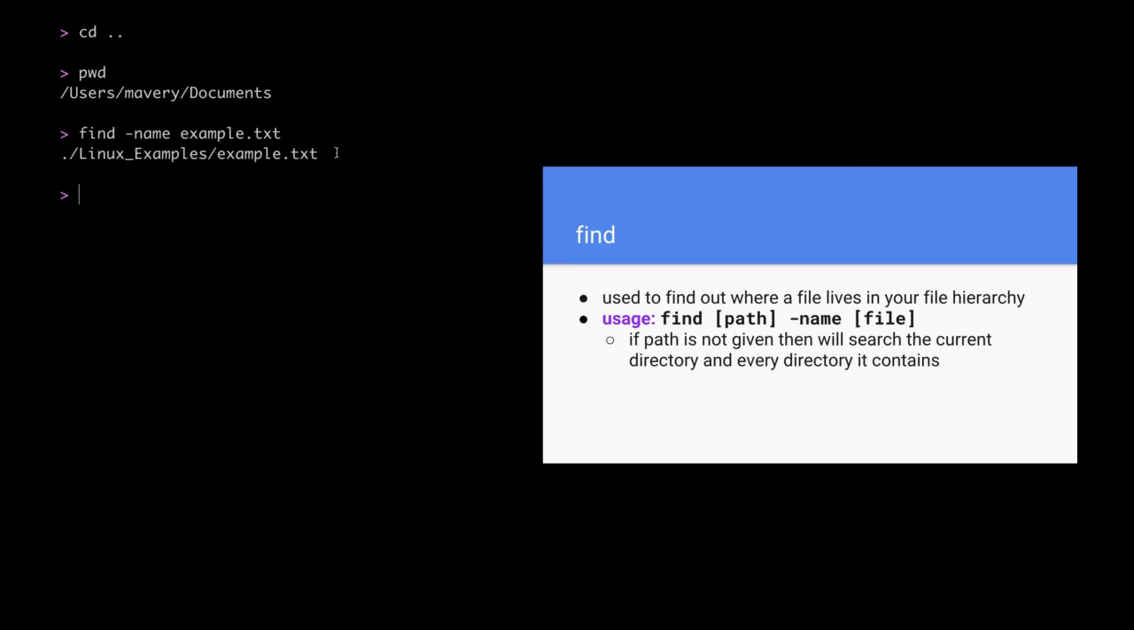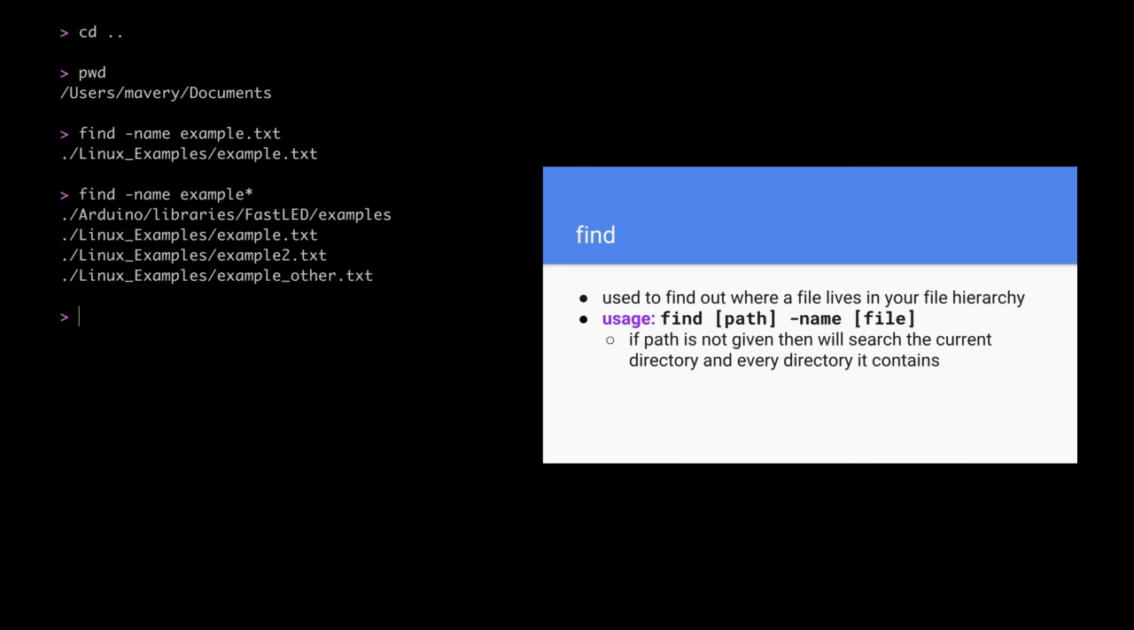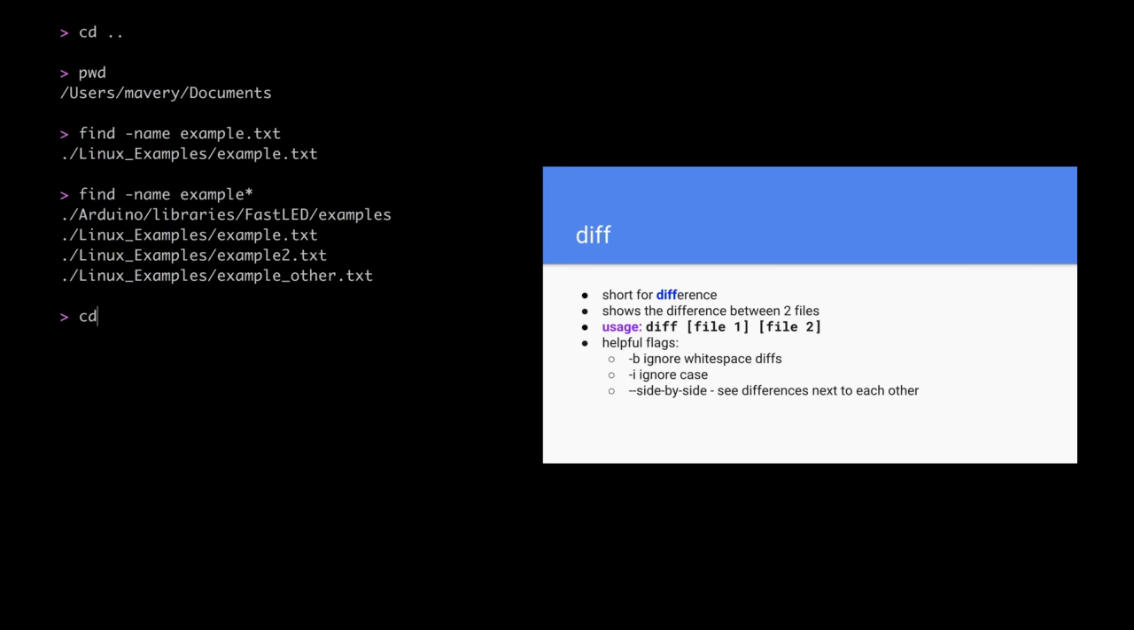I can also use a regular expression for my file name. So if I do find -name example star, these are all the files or directories that match example star. So I have 3 files that start with the word example in my Linux examples, and a directory here that is called examples. So I'm going to go back into Linux examples.